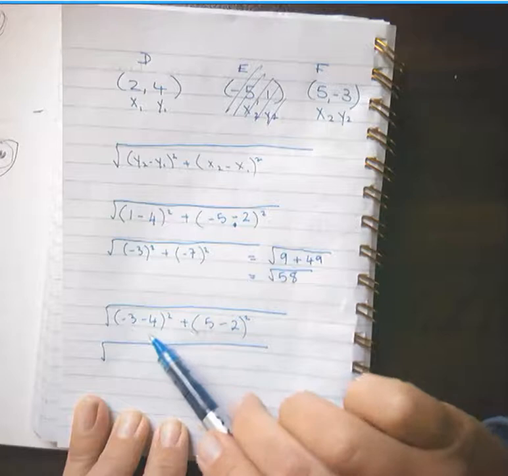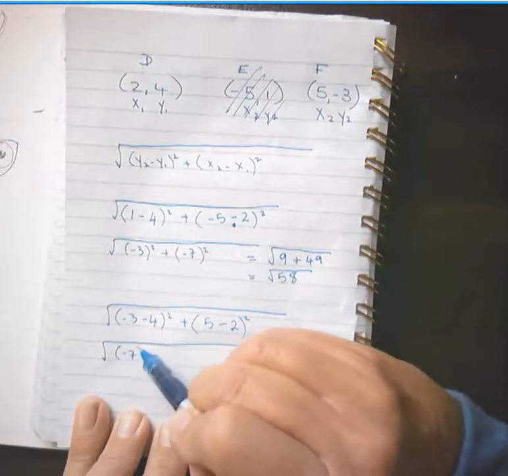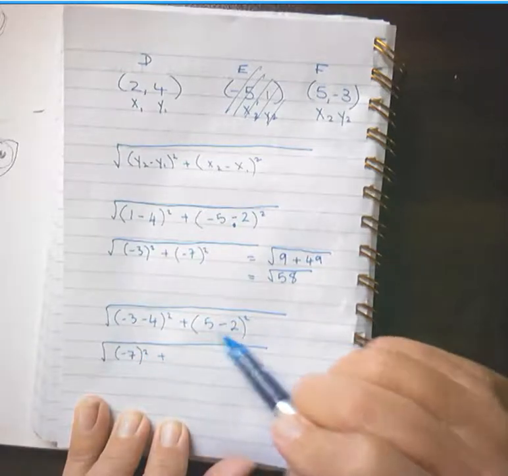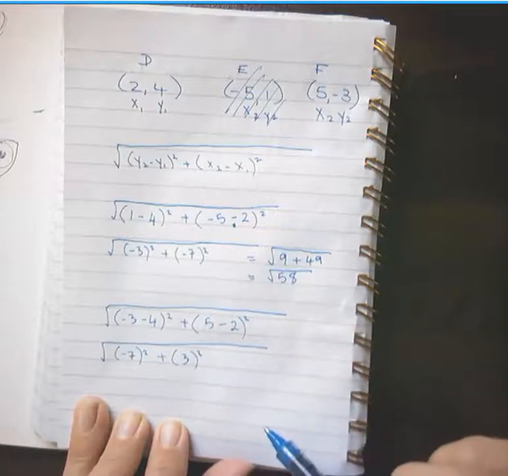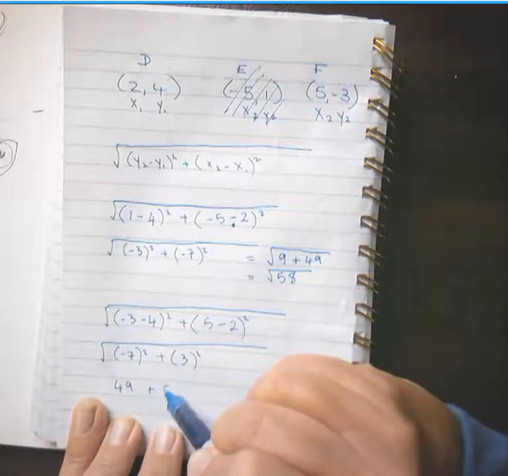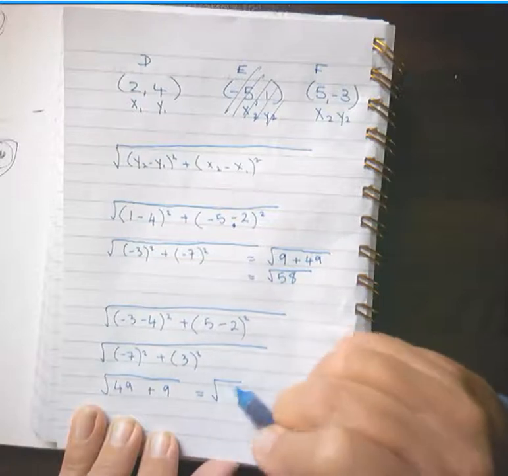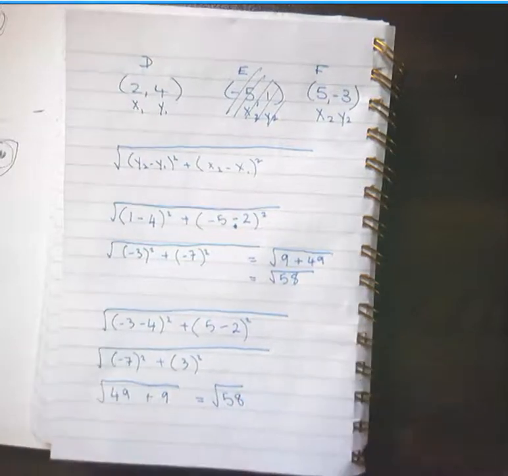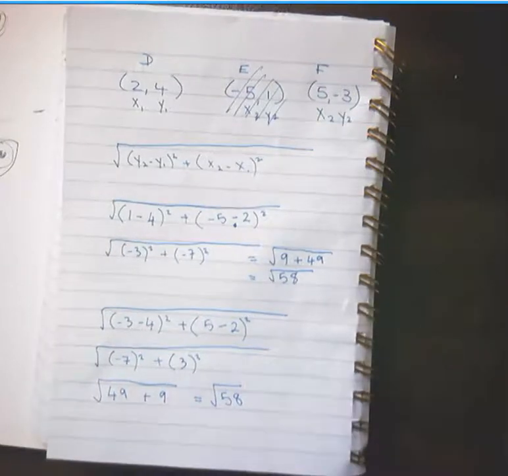Then do your solving. So minus 3 minus 4 will give you a negative 7, or minus 7. 5 take away 2 will give you a positive 3. Okay? And then you're squaring them. So when you're squaring them, you get 49 and 9, and that's all under your square root sign. So you get that the distance between that is equal to root 58. So in the example, we have shown that root 58 and root 58, they're the same. Okay.